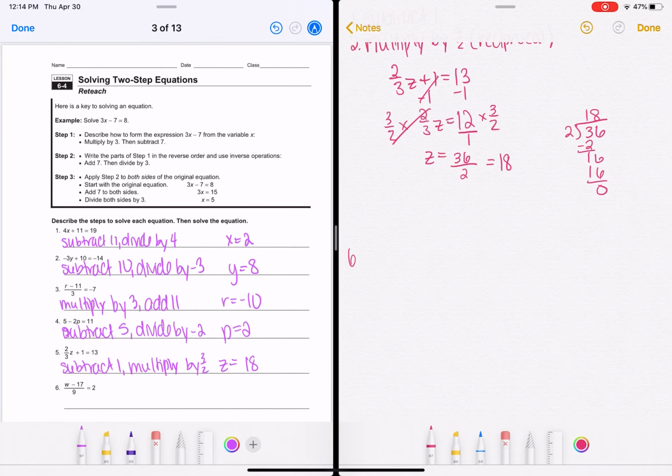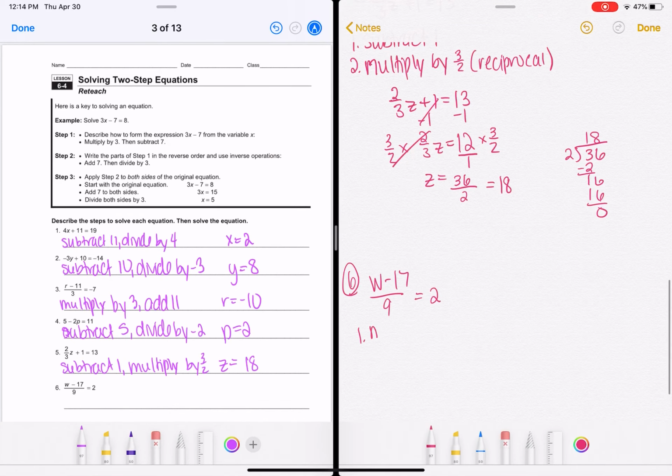And number 6, we have w minus 17 over 9 equals 2. In this case, again, this is like number 3. We're going to multiply by 9 first, and then we're going to add 17 to both sides.